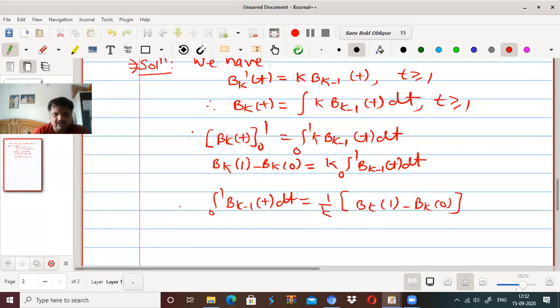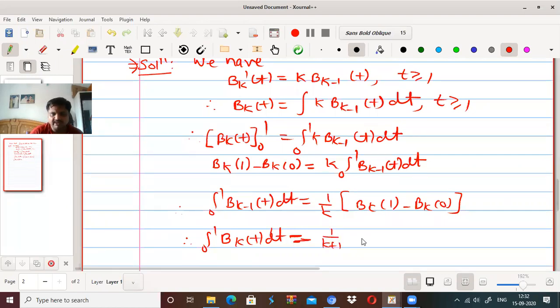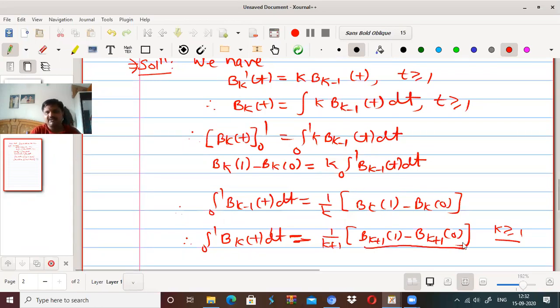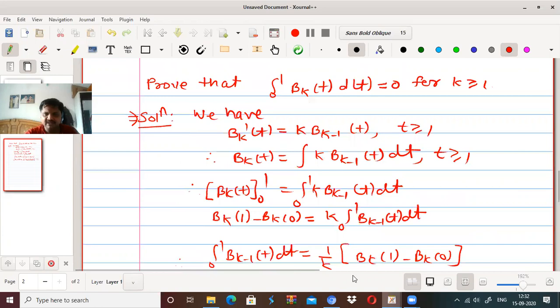Therefore, the integral from 0 to 1 of b_k of t dt, with k replaced by k+1, is equal to 1 upon k+1 times b_{k+1} of 1 minus b_{k+1} of 0. But for k greater than or equal to 1, we have already proved something: b_{k+1} of 1 equals b_{k+1} of 0.